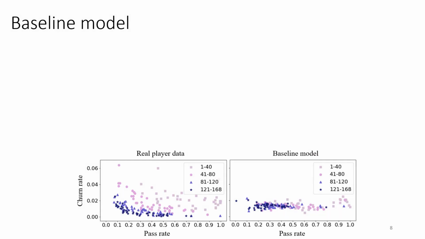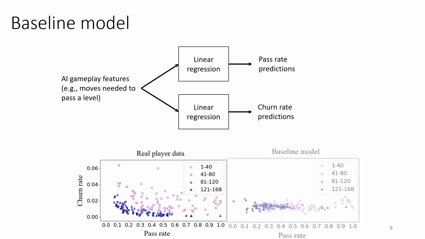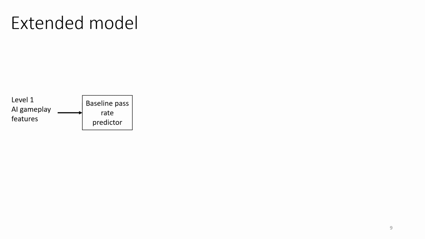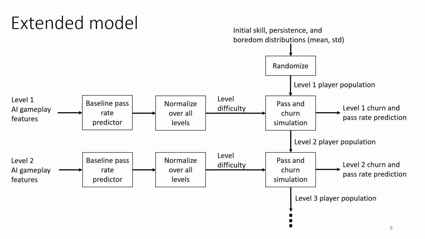We compare two models. In the baseline model, pass and churn rates are predicted through simple linear regression models, and AI gameplay statistics are used as the input features. Not surprisingly, this doesn't yield good results. However, we show that one can take the simple baseline pass rate predictor, normalize the predictions over all the levels to get a level difficulty measure, and then inject this to a simple population simulation block that determines which players churn. This then produces both more accurate churn and pass rate predictions and the population for the next level. This process is then repeated for the next levels.